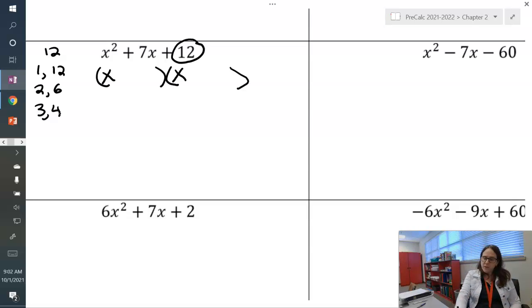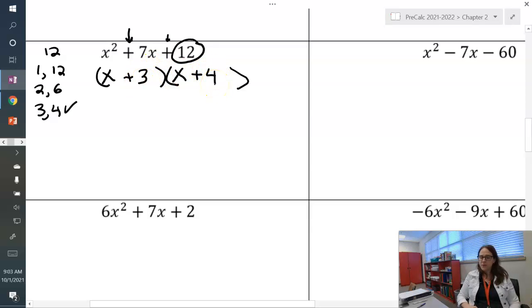These factors of 12 are going to have the same sign because I've got a positive here. A negative times a negative equals a positive, or a positive times a positive equals a positive. Now to decide which we have, look at this sign. That one's a positive, so both of my signs are positives. And I'm looking for the factors of 12 that add to 7. Well, that's 3 plus 4 right here. So 3 plus 4. That one's done.